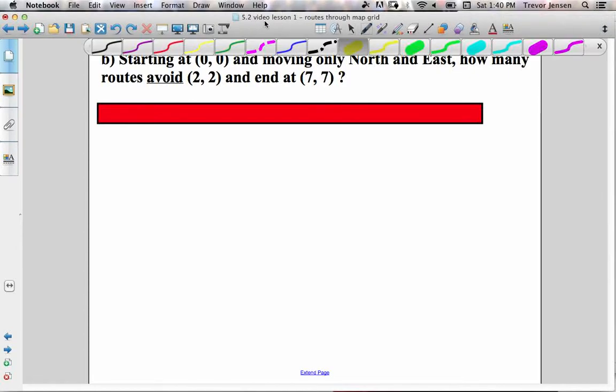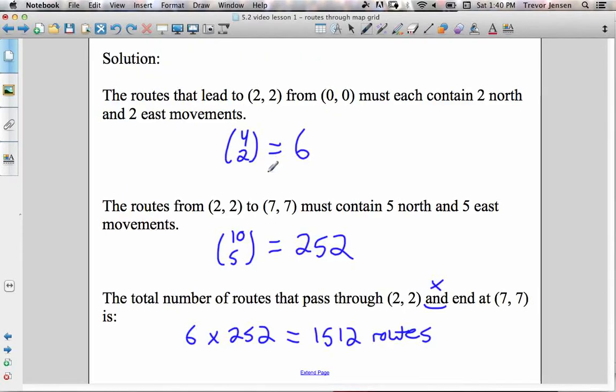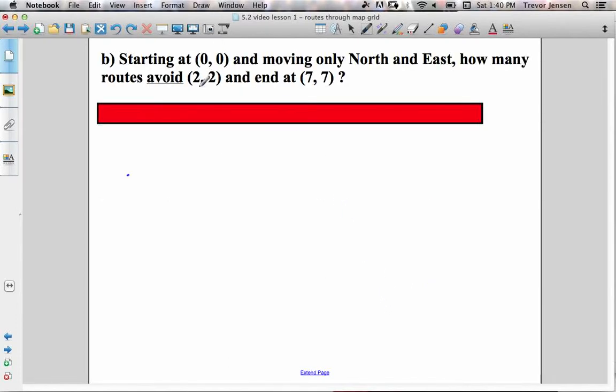Actually, maybe there's one more thing we'll have to figure out. What this question says is, starting at (0,0) and moving only north and east, how many routes avoid point (2,2) and end at (7,7)? The previous question asked us how many routes pass through (2,2) when going from (0,0) to (7,7). This one says how many routes do not pass through (2,2).